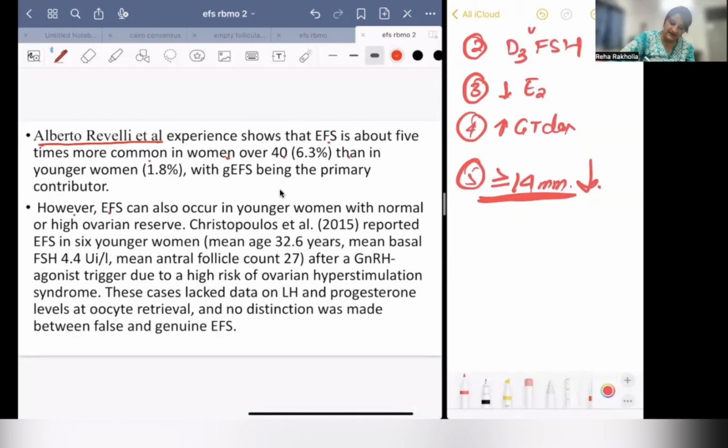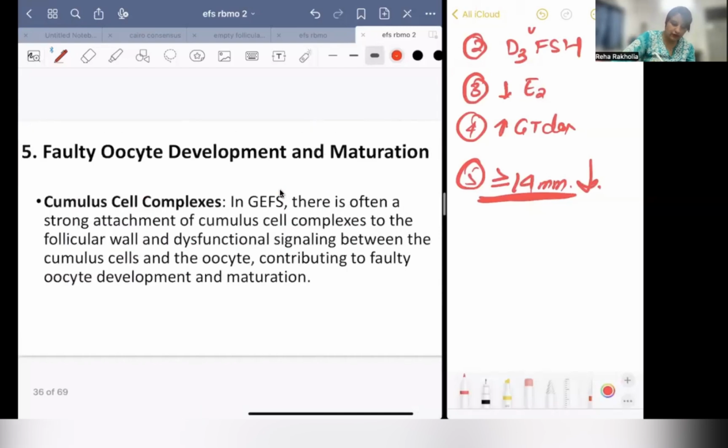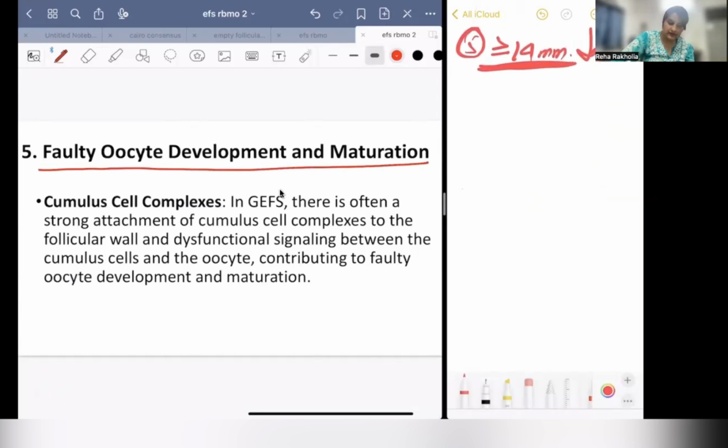However, EFS can also occur in younger women with normal or high ovarian reserve. Kistopoulos et al. reported EFS in 6 younger women. This study reported that it can also occur in younger women with normal or high ovarian reserve, according to Christopher.